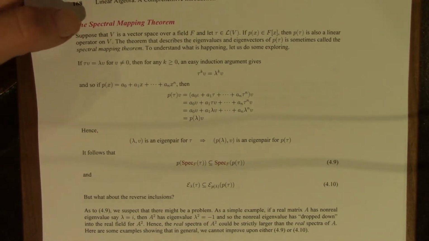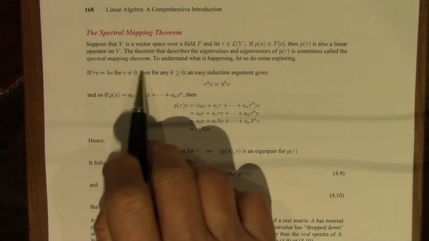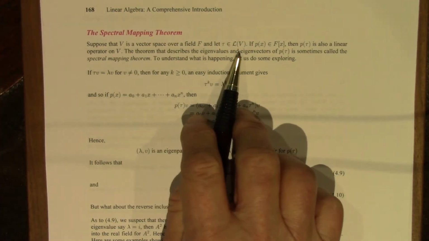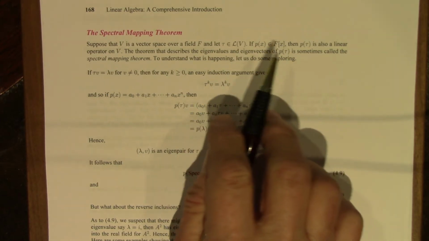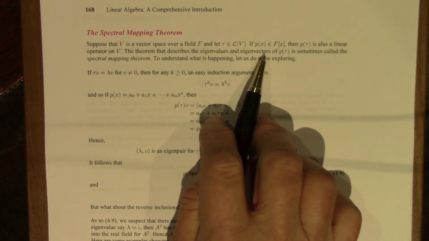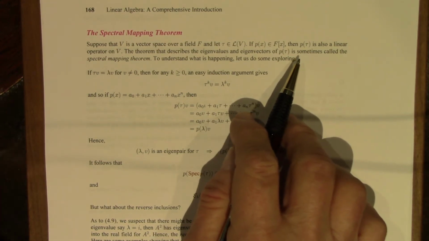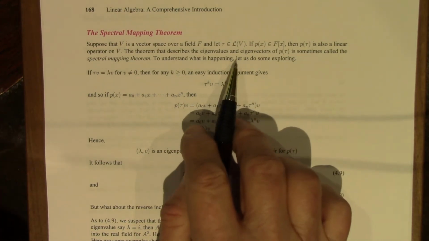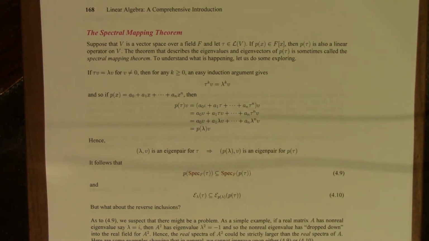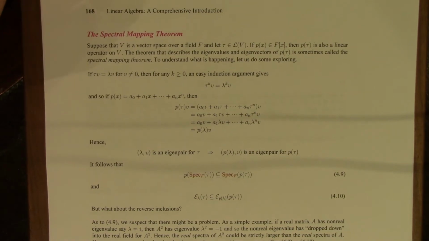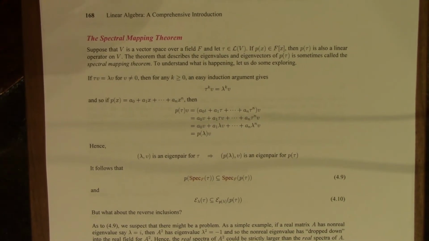Just as a partial review, if we have a vector space V over a base field F and a linear operator tau on V, and if P(x) is a polynomial over the base field, then P(tau) is a linear operator. This we've known for some time. The theorem that describes the eigenvalues and eigenvectors of P(tau) is sometimes referred to as the spectral mapping theorem. And to understand what's going on, we'll do some exploring.